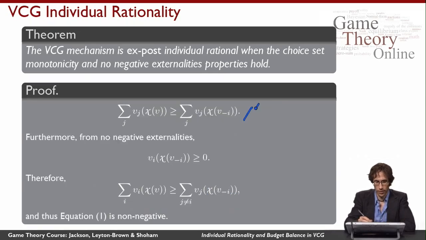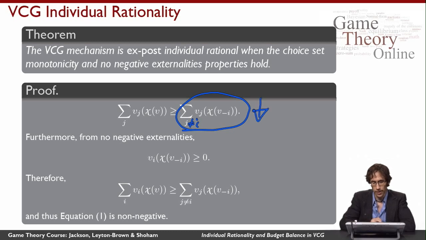I'm moving that equation up here. And now I can also use no negative externalities. Let me just write the definition of no negative externalities. So the value that i has for the choice that gets made when he's not present is greater than or equal to 0. And what that means is that if I change this expression here to j not equal to i, then I've just taken out a non-negative number here, which means that this whole thing got smaller. And that means the inequality still holds. And so I have this expression here.